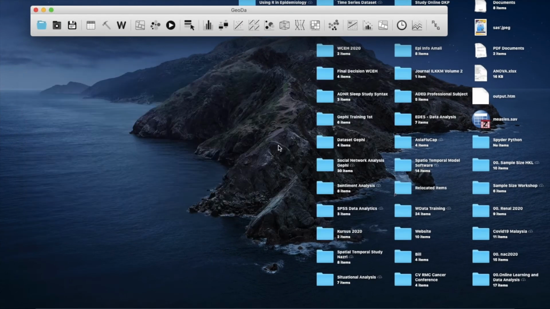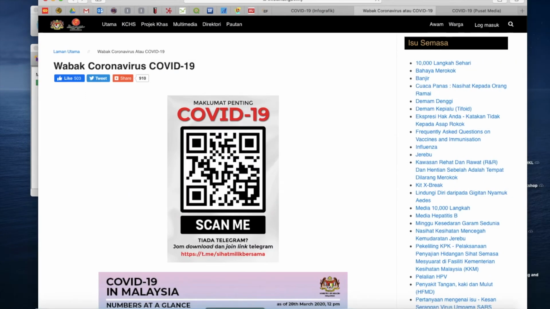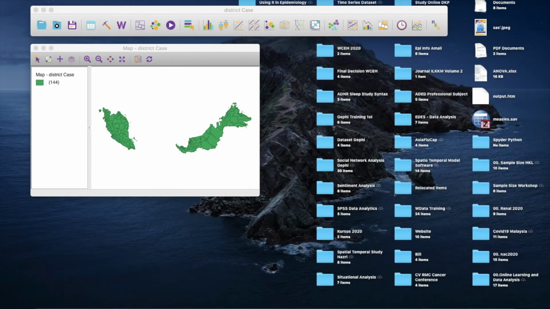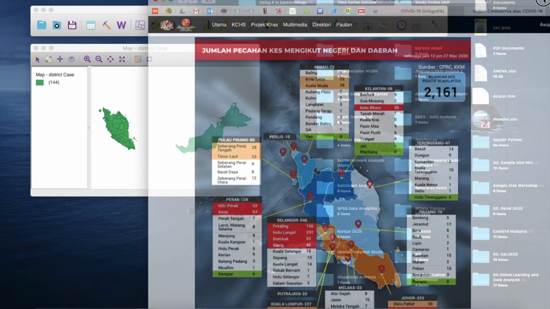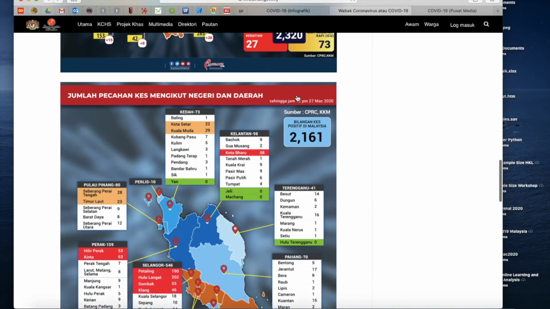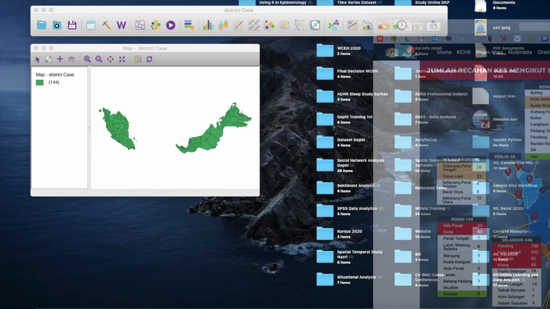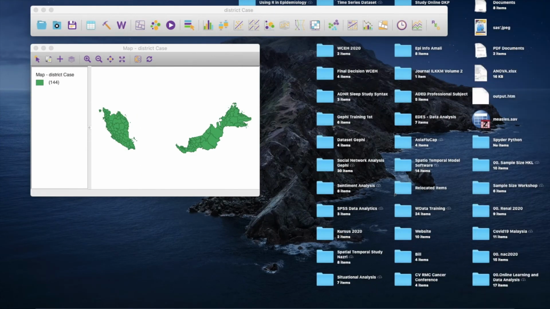Last but not least is actually to enter the cases by district. So I'm going to use the data from infosihat.gov.my. I'm using the mirror. I'm going to report the confirmed cases by district. I'm going to use the recent data that I believe was updated on 23 March according to the different districts. This is very important, especially if you want to run the spatial autocorrelation to see any significant difference in terms of the spread of the disease over time.